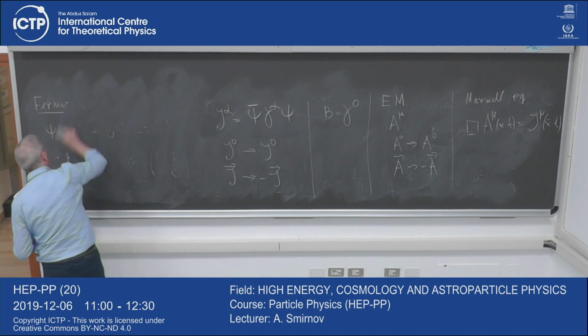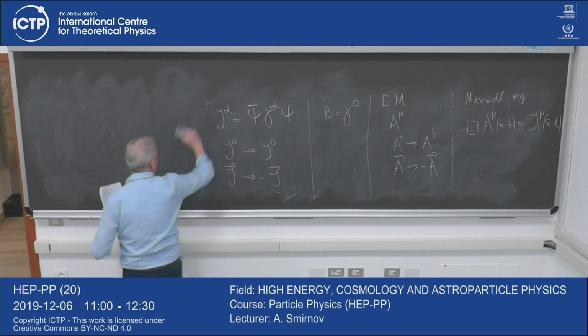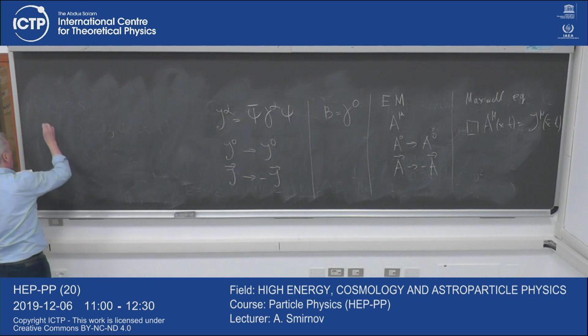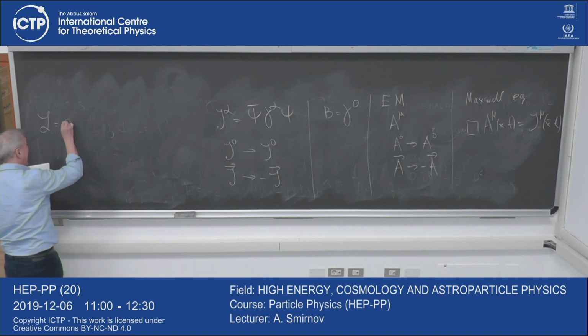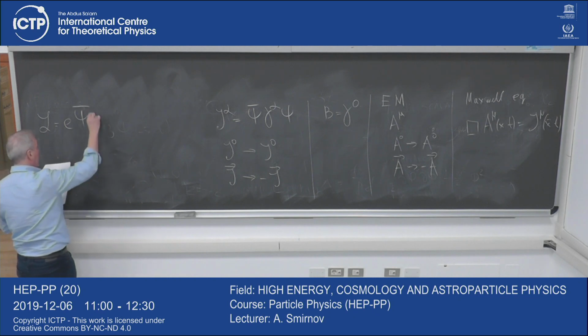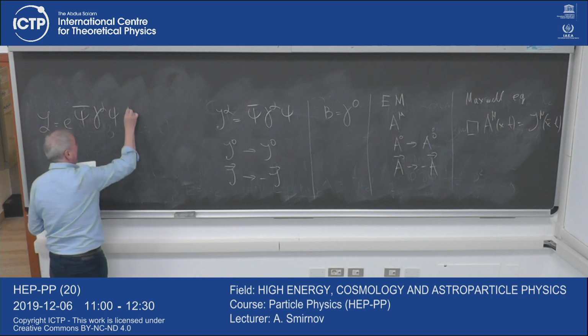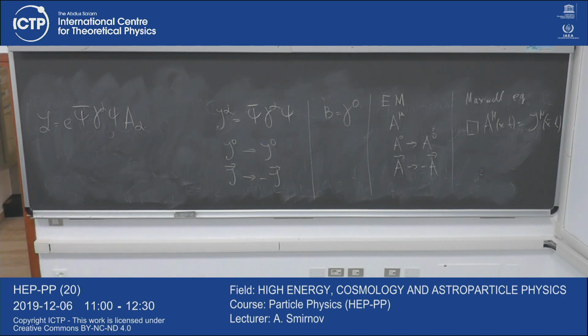So now let us consider interactions. Are interactions invariant or not? And for electromagnetic interactions, we had the Hamiltonian charge. This is one of the terms. Then the field, gamma alpha, psi A alpha. And clearly, this is invariant under P transformations.